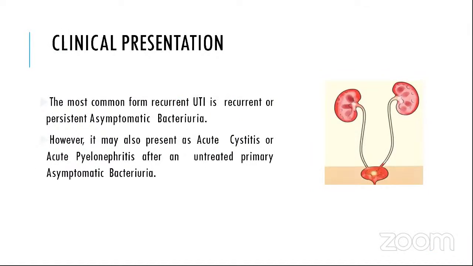Clinical presentation: the most common form of recurrent UTI is recurrent or persistent asymptomatic bacteriuria. This is the most common form. Or acute pyelonephritis after an untreated primary asymptomatic bacteriuria, where the asymptomatic condition gradually progresses to pyelonephritis or cystitis.